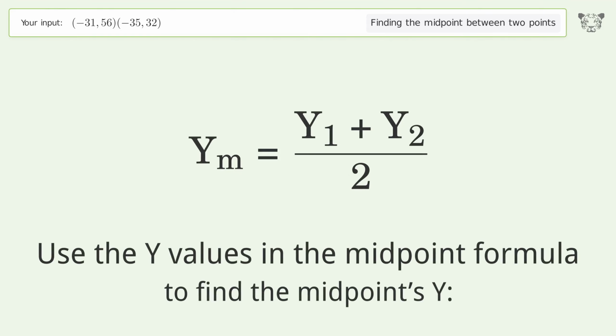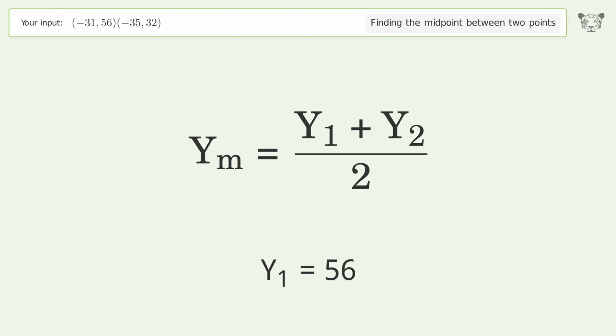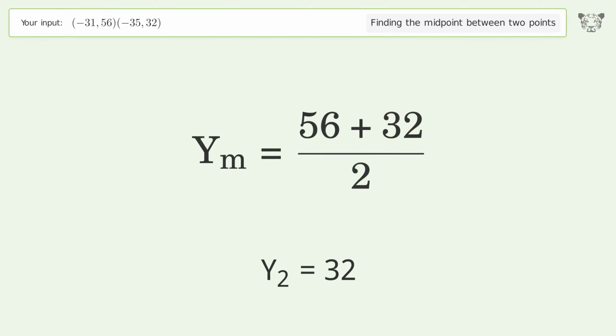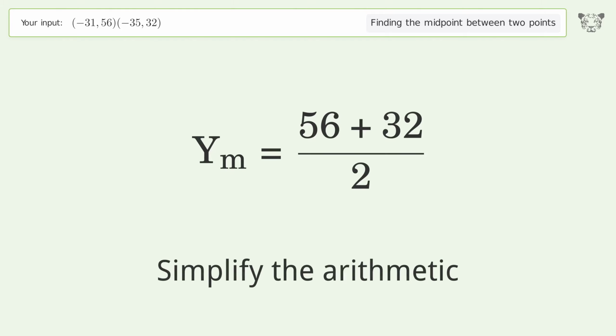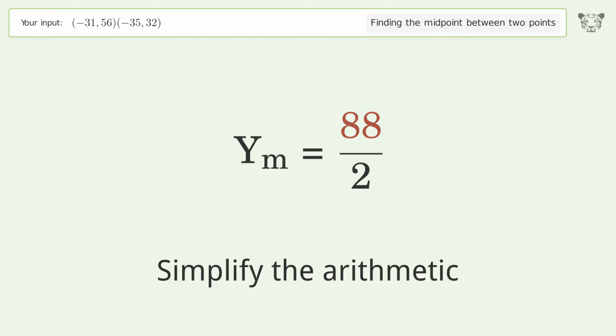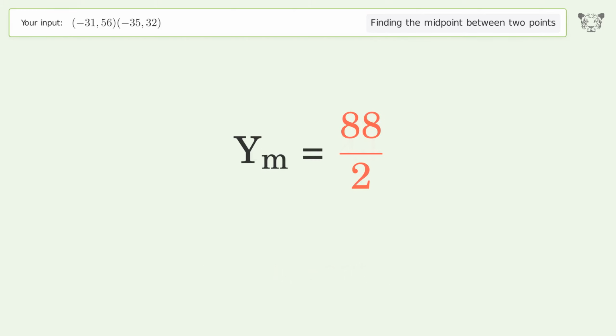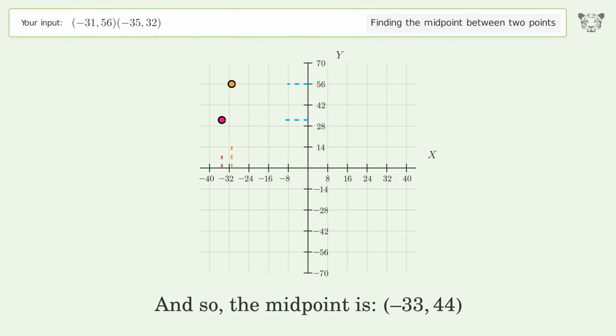Use the y values in the midpoint formula to find the midpoint's y. y1 equals 56. y2 equals 32. Simplify the arithmetic. And so, the midpoint is (-33, 44).